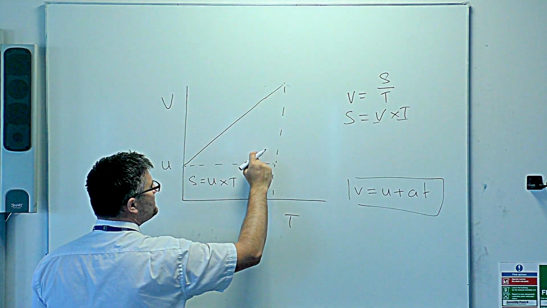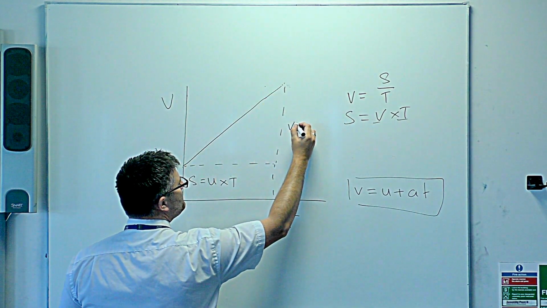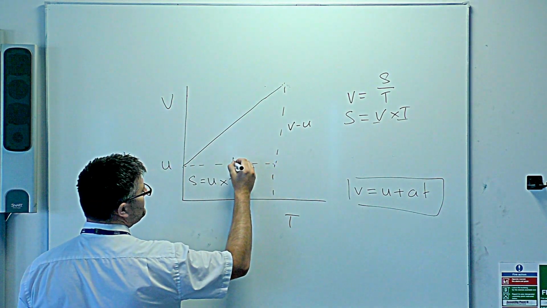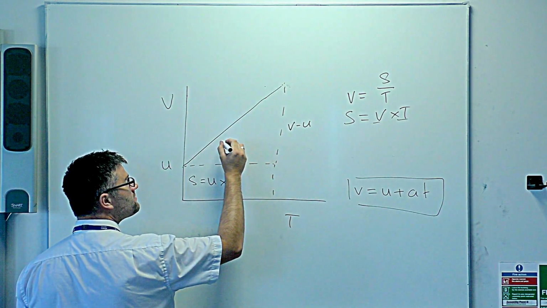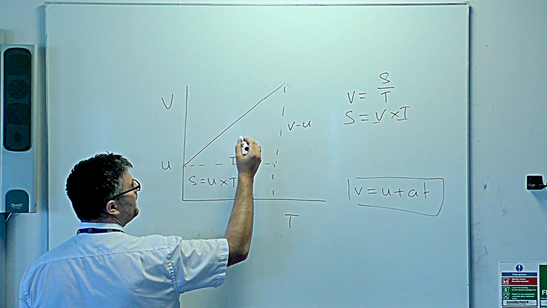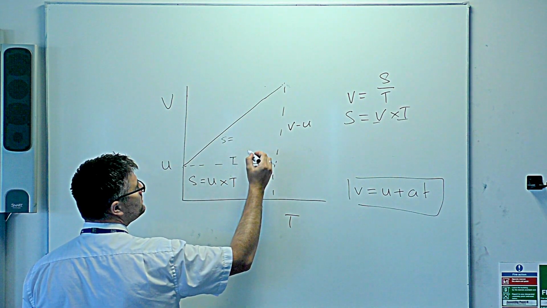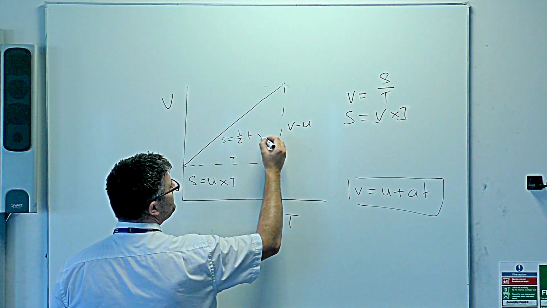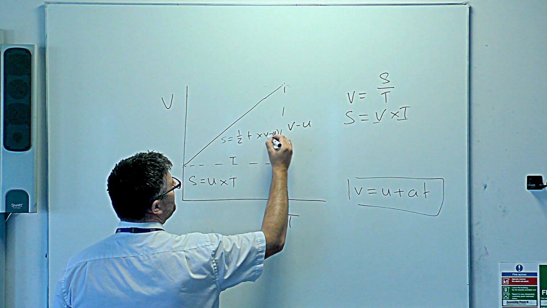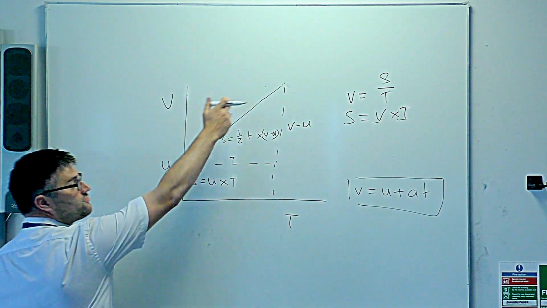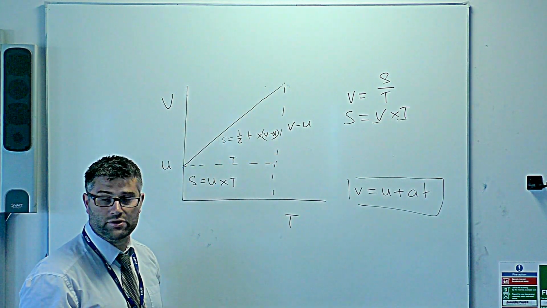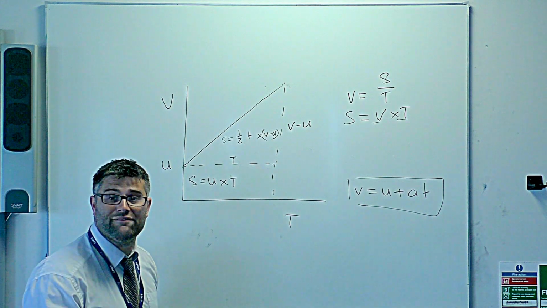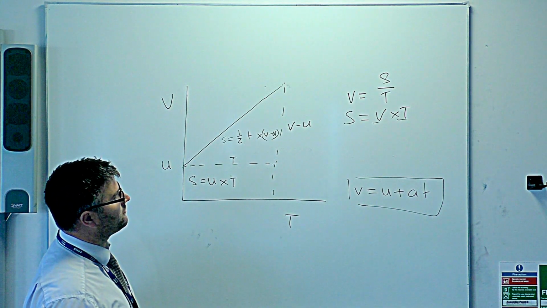For the displacement for this, remember from before we used this as v minus u, we're going to do that the same again, and this is t again, so the area under this graph is s equal to a half t times v minus u. Now, why have I done a half? Because it's a right angled triangle. If we want to find the area of a right angled triangle, we do base times height, half it, and we get the area of a right angled triangle.